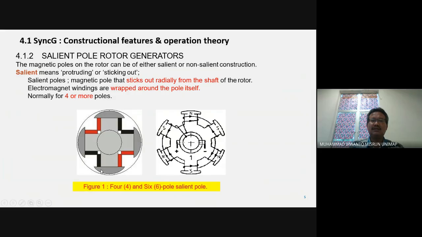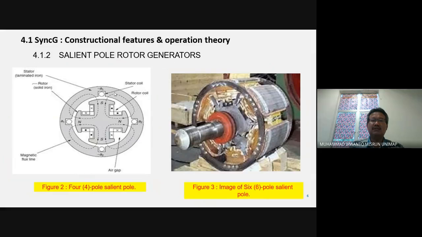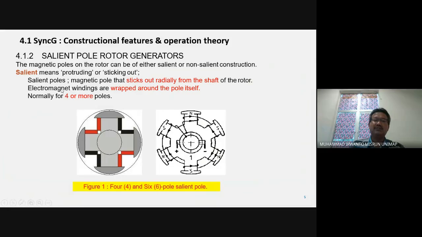Normally, the salient pole of the synchronous generator has four or more poles. And then the winding can be constructed here, like this. We take the wire here like this, and then connect to here, connect to here, connect to here. The last terminal here in the rotor is then connected to the DC supply.